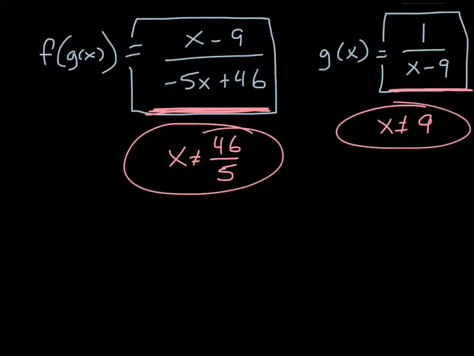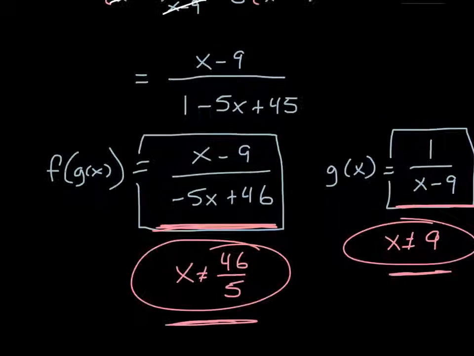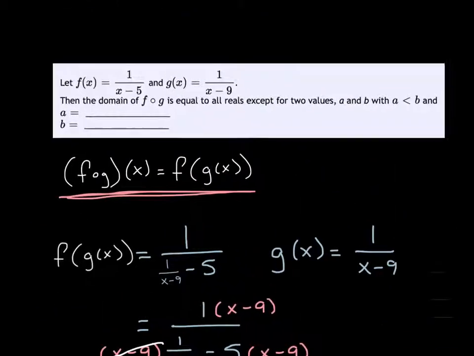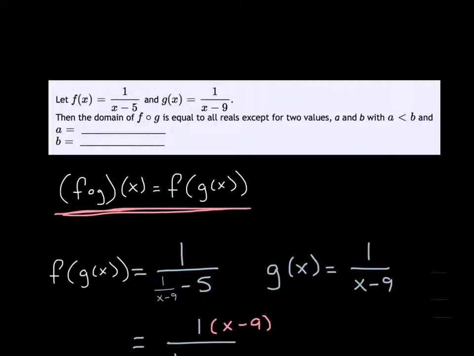And so the answer, they're asking us to answer with the one that's greater or less than. And so in this case, the 9 is smaller than 46/5. 46/5 is just over 9. And you can always figure that with your calculator. And so our answers for the final problem would be that A equals 9 and B equals 46/5.